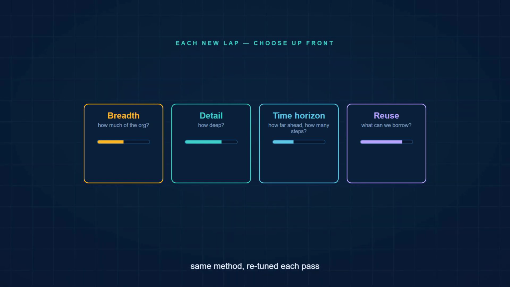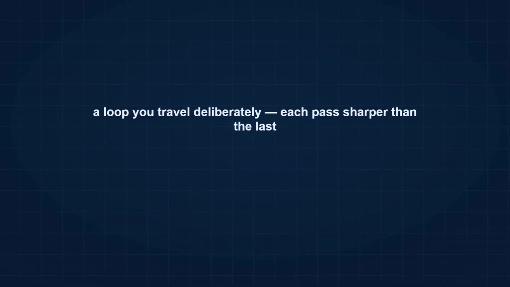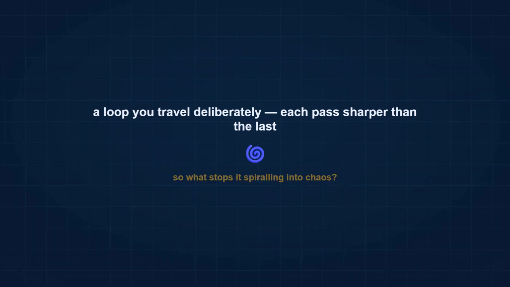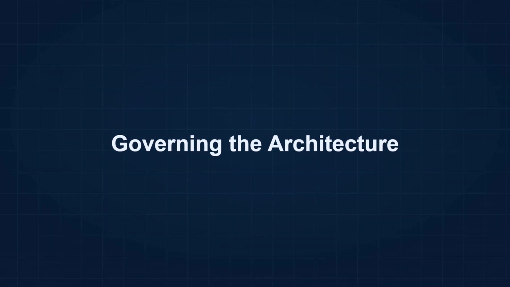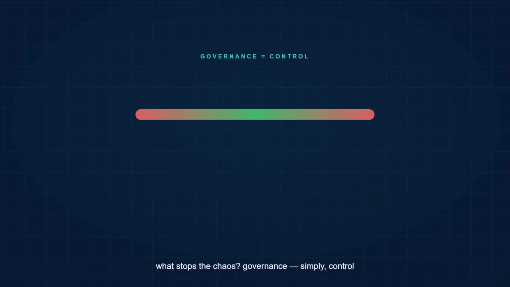So the ADM isn't a one-and-done march. It's a loop you travel deliberately, again and again, each pass sharper than the last. Which raises an obvious worry. If you can keep looping and even reopen work that's already approved, what stops the whole thing spiraling into chaos? Something has to keep it controlled and on track. So what stops all that looping from spiraling into chaos?